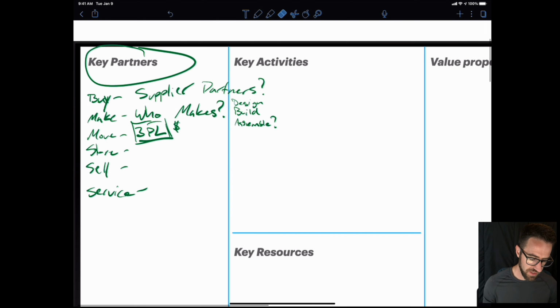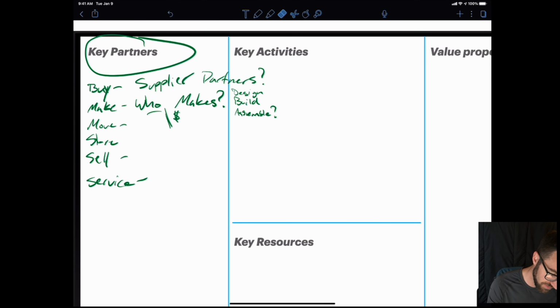Okay, storage. Now here's a cool thing. These 3PLs actually.